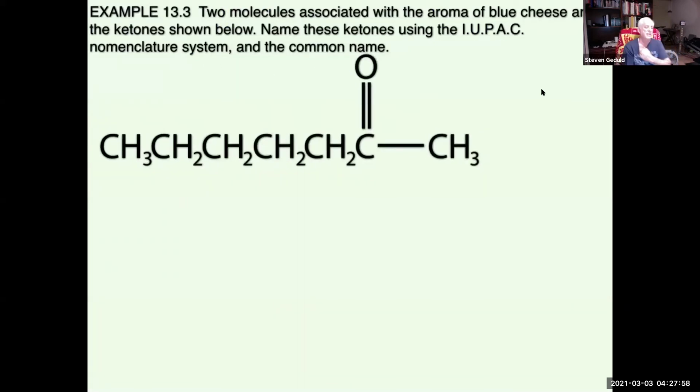All right, let's name this thing. This is one of the things that give blue cheese its distinctive taste and smell.